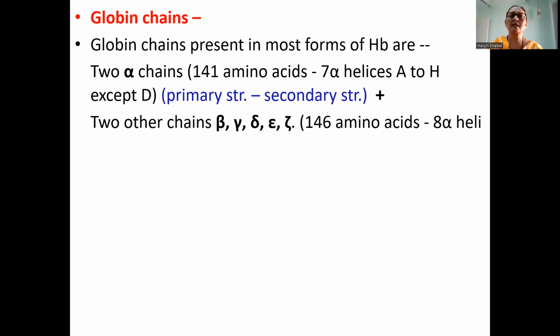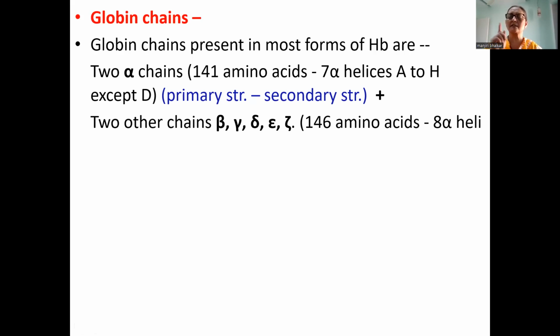Now each of these alpha chains is made up of 141 amino acids, and that indicates the primary structure of a protein. So understanding the structure of a globin chain, which is a protein structure, you have to know that primary protein structure indicates the number and the sequence of amino acids present in it. So the alpha globin chain contains 141 amino acids, and they are arranged in a secondary structure which is made up of alpha helices, the alpha helix structure.